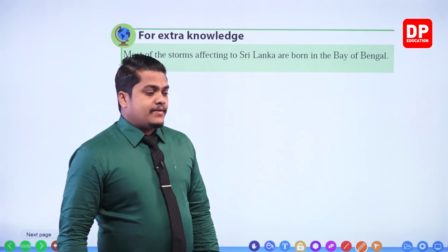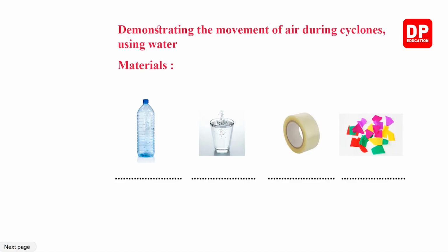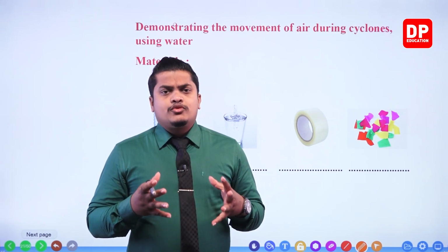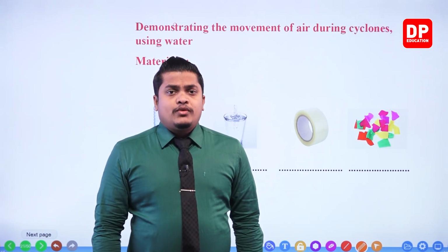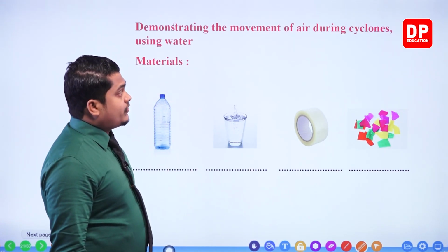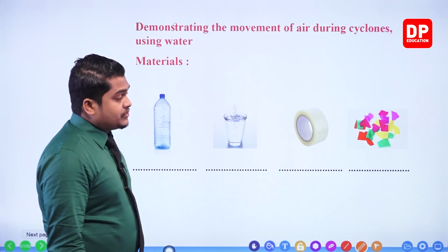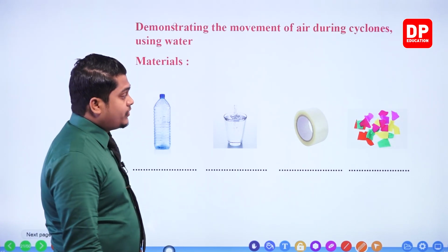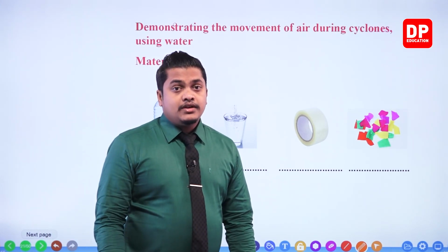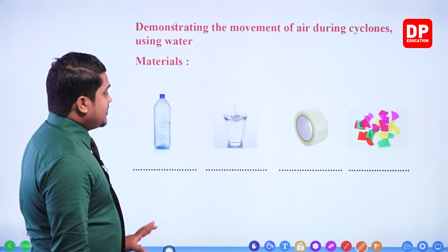Okay, my dear children, we have now studied how these violent winds flow within a cyclone. Now, by doing a certain activity, we are going to investigate further how this flow happens. We are going to demonstrate the movement of air currents during a cyclone by using water, showing how the air particles circulate. You are given these materials.